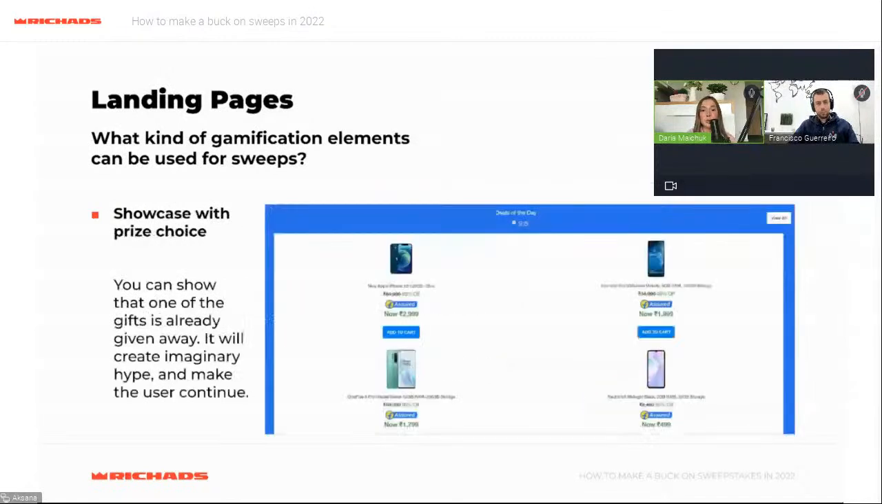What else can be used as gamification elements? Showcase with prize choice. Landing pages with the possibility to choose a gift from 3 or 4 variants convert really well. You can show that one of the gifts is already given away. It will create imaginary hype and make the user continue.